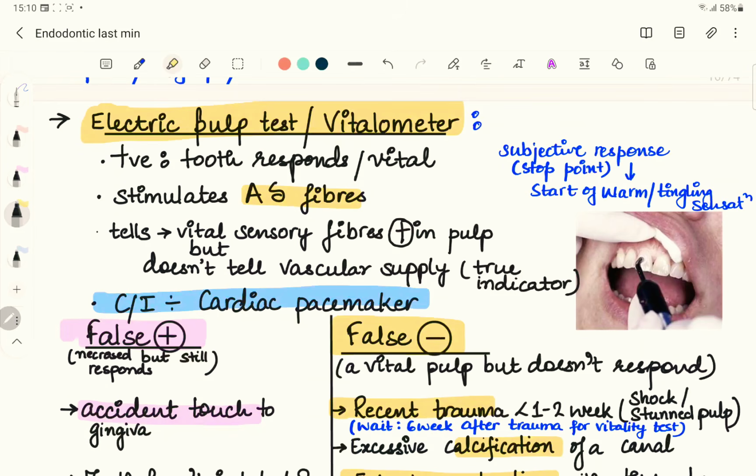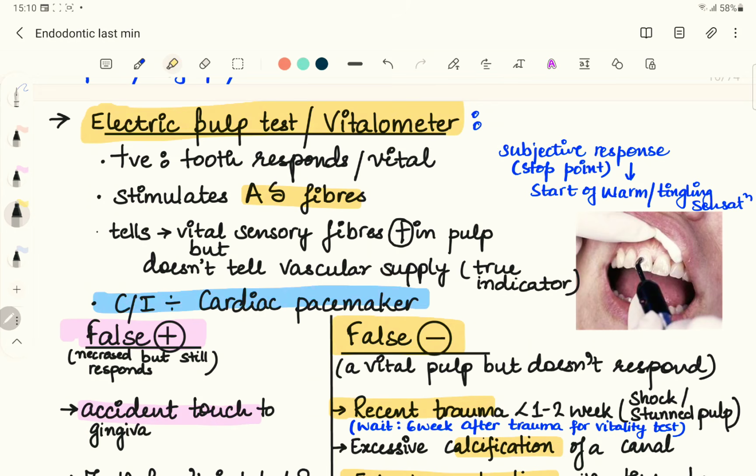That means once we start giving electricity, we increase it slowly, and we stop at the point when the patient feels a warm or tingling sensation. So it varies from person to person. Suppose the patient has taken a painkiller before coming, since the patient was already having toothache. Then once we start with electrical pulp testing, it is not going to give us an accurate result. So that's the reason it is again not a good indicator.